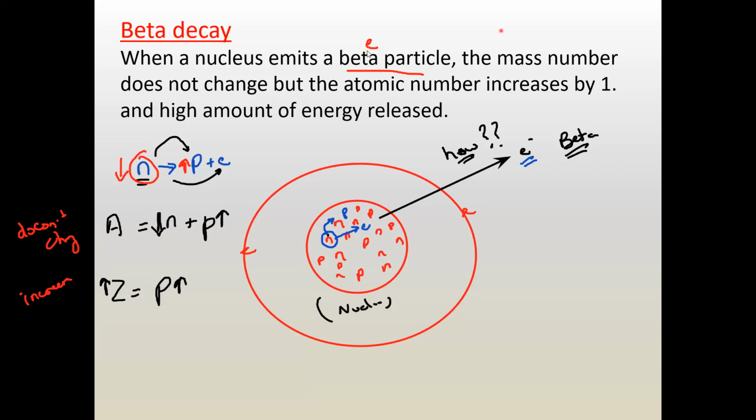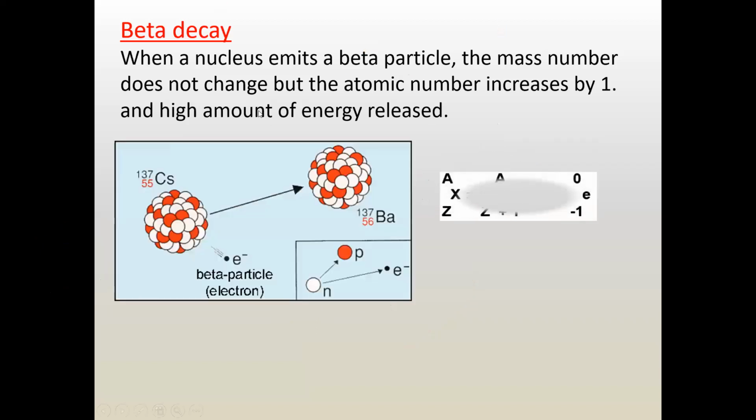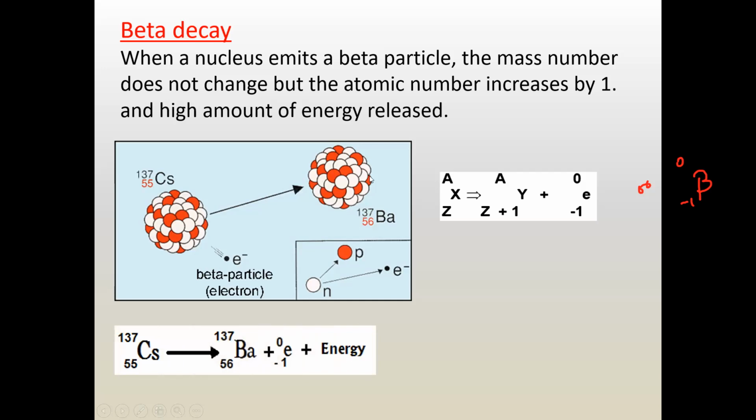So when we write the equation for a beta emission, as you can see here, this is a general equation for a beta. This is a symbol for a beta. You can use e with 0 and -1, or you can also use this symbol for beta, which is 0 and -1. Both ways are acceptable. So the nucleon number, the mass number, does not change, and the atomic number increases by 1. This is a general equation. This one is an example, as mentioned here.